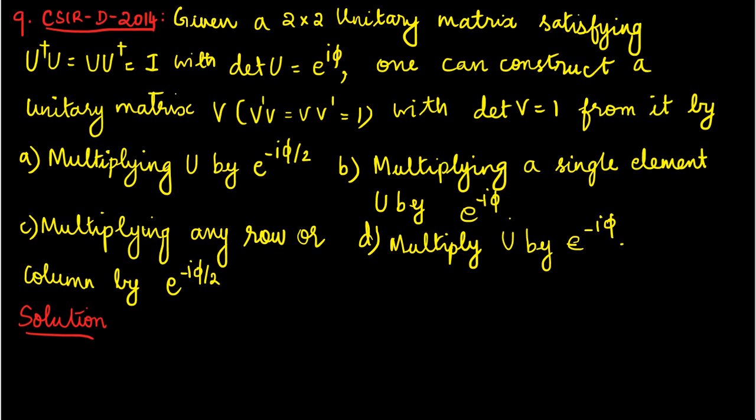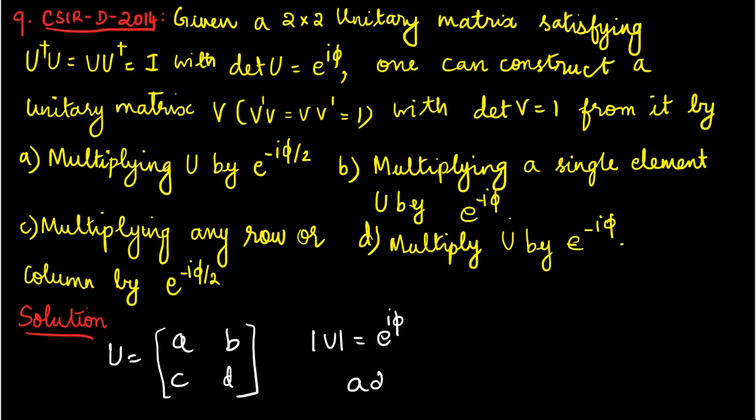So we have a unitary matrix U, which is a 2 by 2 matrix. We do not know the elements, so I am going to consider this as A, B, C, D. And I know that the determinant of U is e power i phi. So I can write that AD minus BC will give me e power i phi. Right? I have just found the determinant. This is going to give me e power i phi.